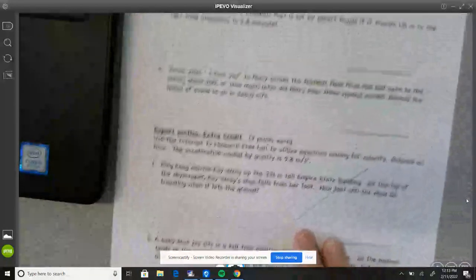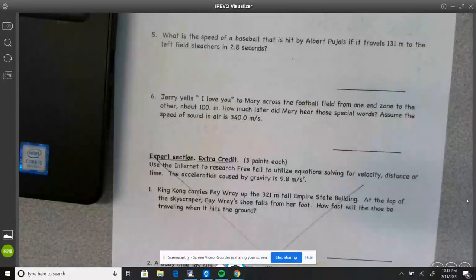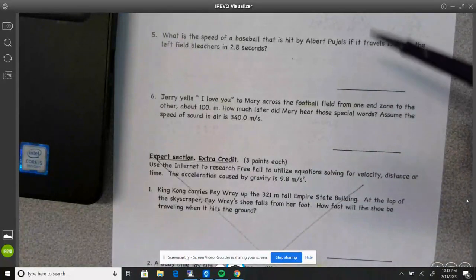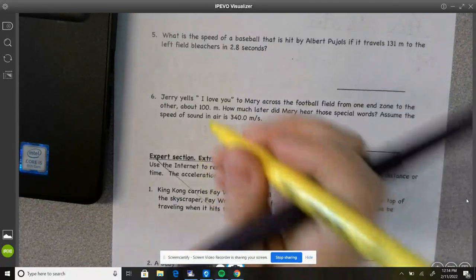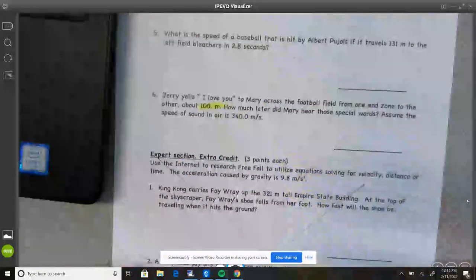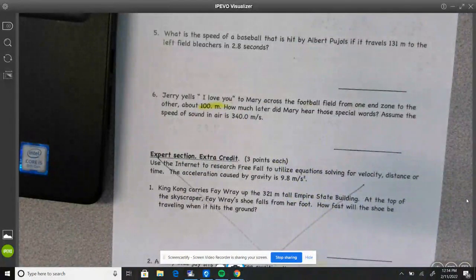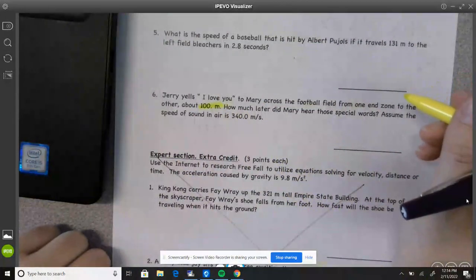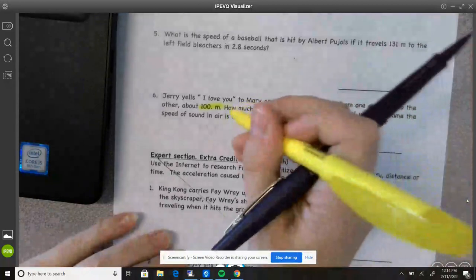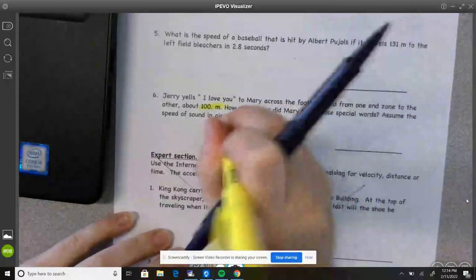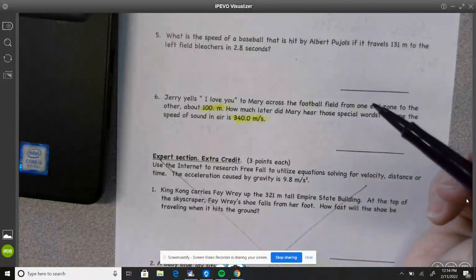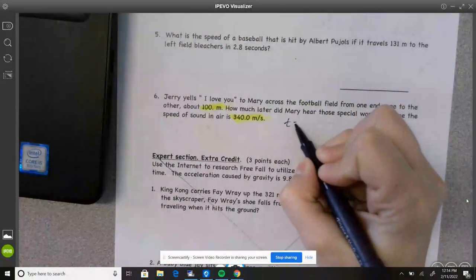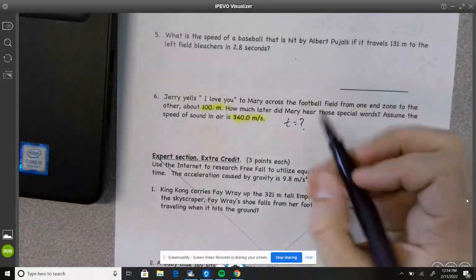Last but not least is going to be question number 6. Jerry yells, "I love you" to Mary across the football field from one end zone to another, about 100 meters. How much later did Mary hear those words? Assume the speed of sound in air is 340 meters per second. So they're looking for a time. That's what they don't know.